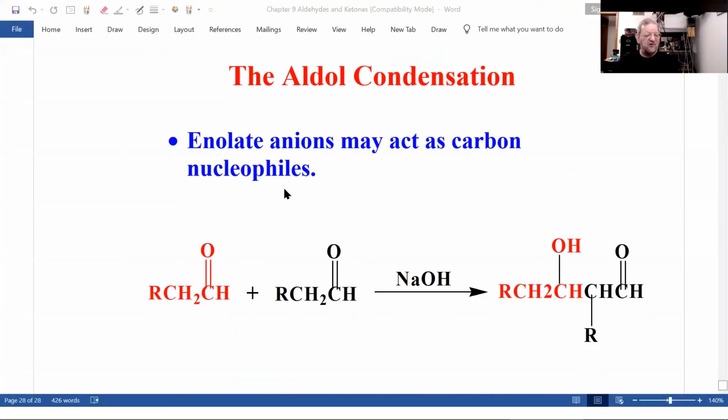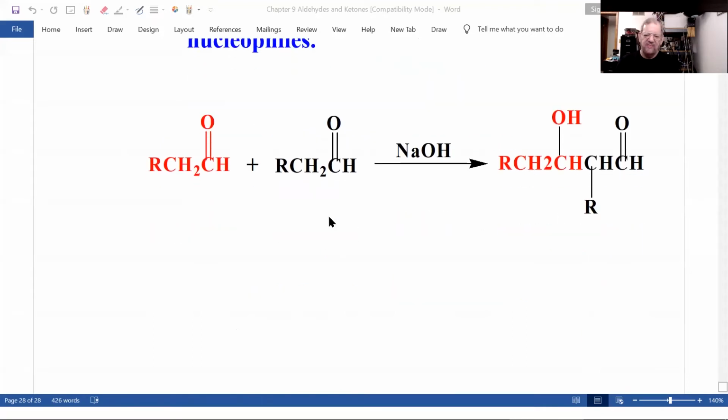And what I'm going to show you now, switches on, is the aldol condensation. In the aldol condensation, you make an enolate anion, and it acts as a carbon nucleophile. Now, I'm going to rewrite this, so don't write this one down. Actually, I'll do it underneath.